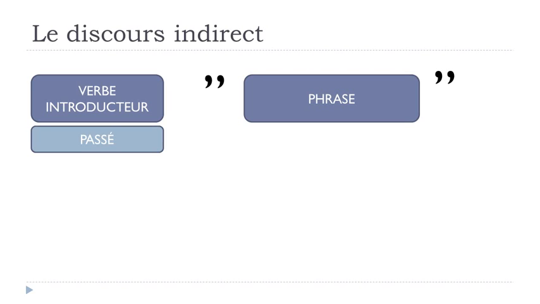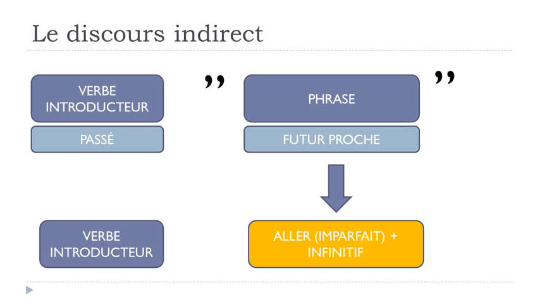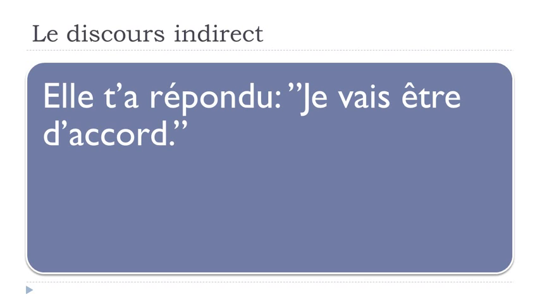So now if we've got the futur proche in the second part, this futur proche will become aller, and it should be at the imparfait form plus l'infinitif. And so, elle t'a répondu, je vais être d'accord. So keep in mind that when we talk about this futur proche, well, it's aller anyway, but in that case, it's at the present form. Je vais, I am going to be, okay, je vais être, we want to make the liaison, je vais être, so I am going to be, and in that case, well, as I said, it's the present form.